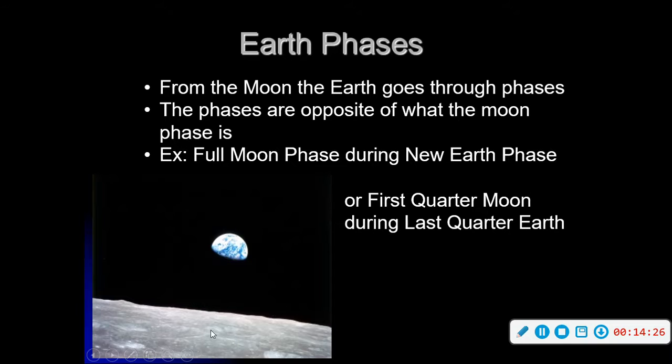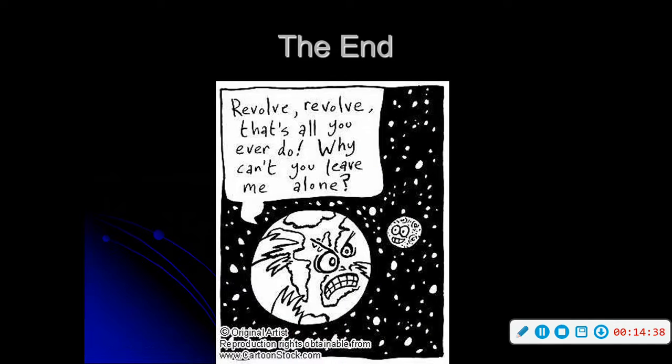And the astronauts that went on the moon, they snapped this picture from the moon where you can clearly see the quarter phase of the Earth, which is really cool. And just a little funny comic. "Revolve, revolve, that's all you ever do. Why can't you leave me alone?" That's what the Earth is saying to the moon.